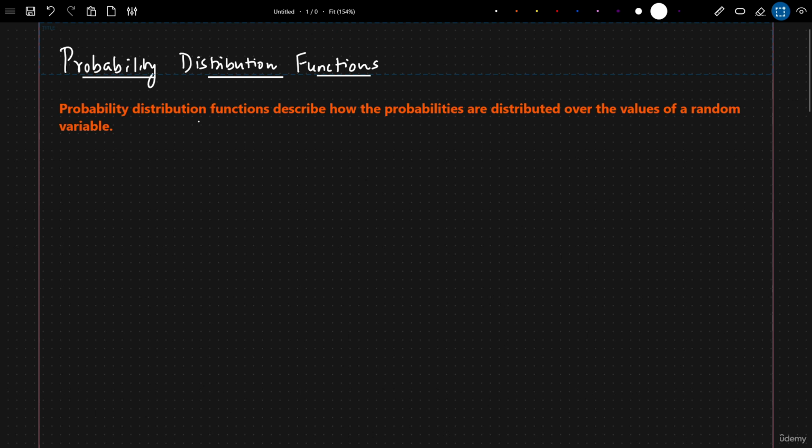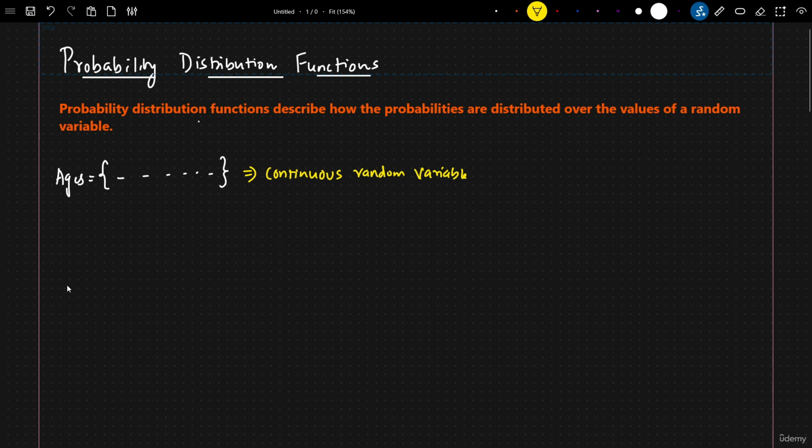So first of all, we'll try to understand the definition. What exactly is probability distribution function? So here, probability distribution function describes how the probabilities are distributed over the values of a random variable. Let's consider we have a random variable called ages, okay? And it has some data. Now, initially, if we really want to create a PDF, that is probability distribution function, considering let's say that this is a continuous random variable.